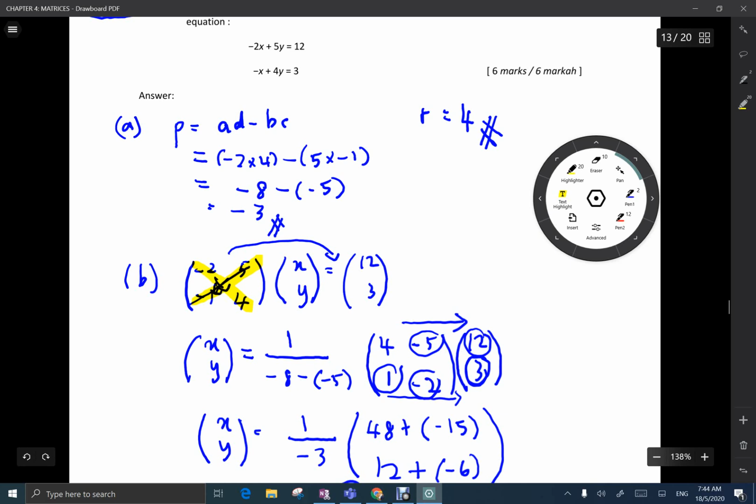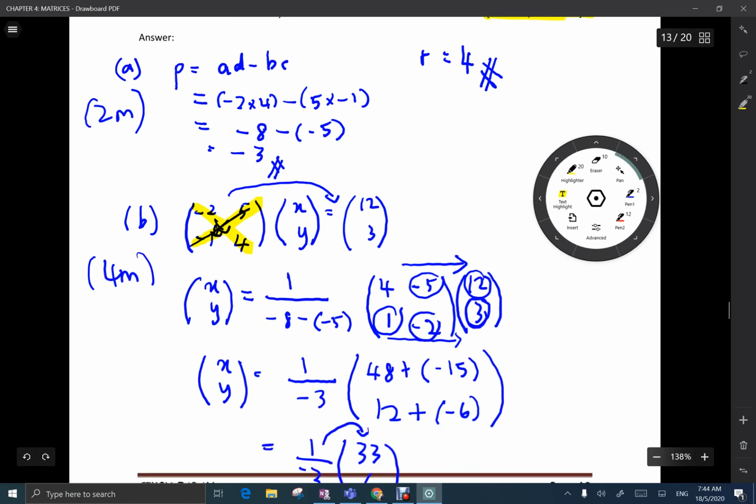Dan look at the marks. One question, markah dia adalah 6 marks. Okay, so allocation marks dia adalah question A is 2 marks and question B is 4 marks. Matrix ni senang je. Okay, soalan dia sama je.